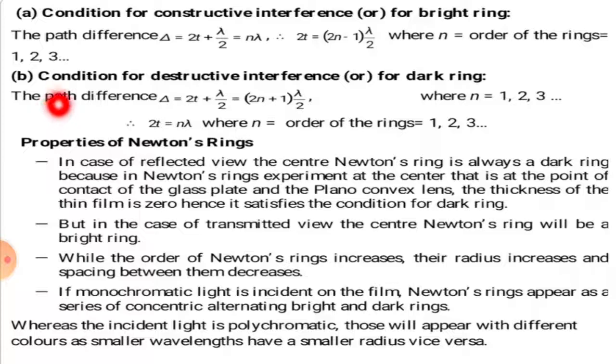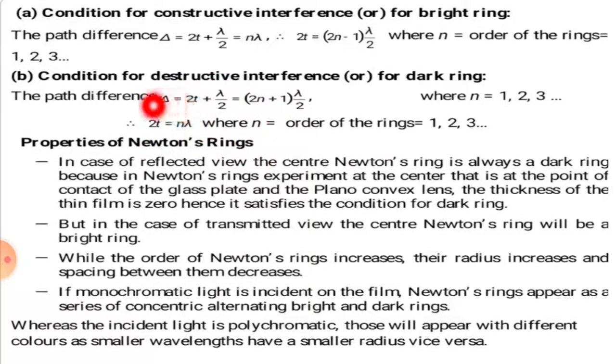Next, we find out the condition for a dark ring. Here the path difference is an odd multiple of half wavelength, then we get destructive interference. As a result, minimum intensity will appear on the screen. Here the path difference 2t plus lambda by 2 is equal to odd multiples of half wavelength. Simplifying this equation, we get 2t equal to n lambda, where n represents the order of the ring. Here n equal to 1 is the first dark ring, n equal to 2 represents the second dark ring, and n equal to 3 represents the third dark ring.